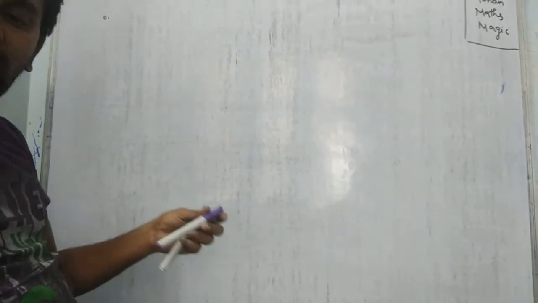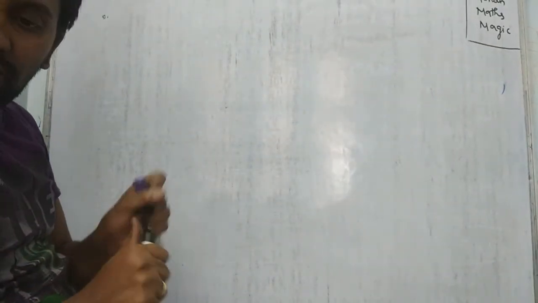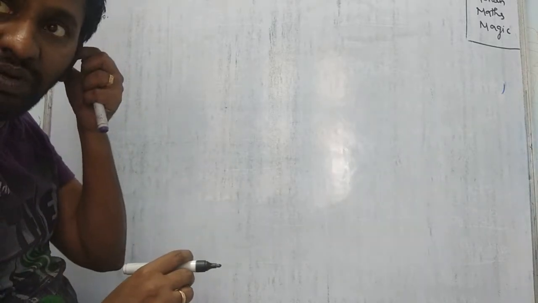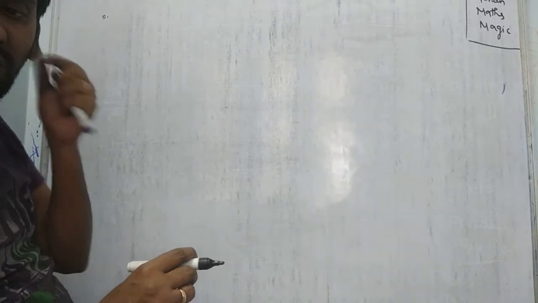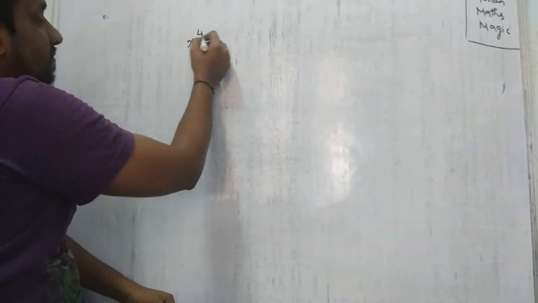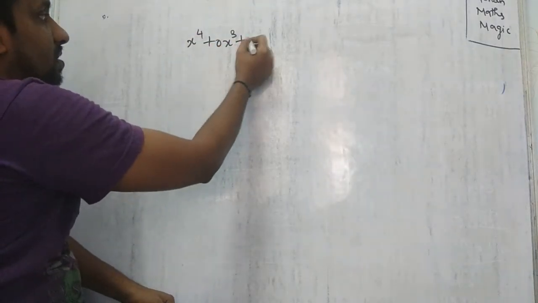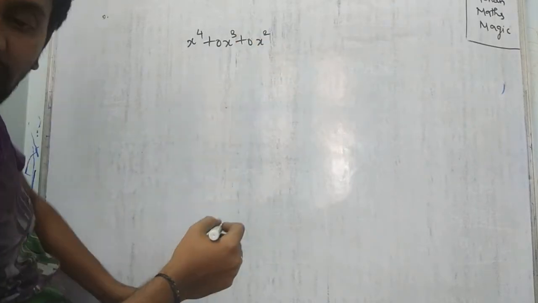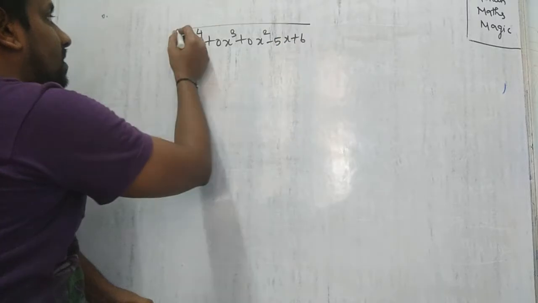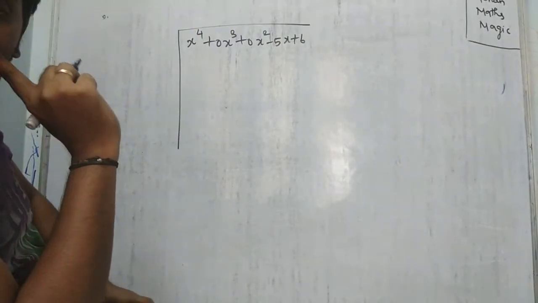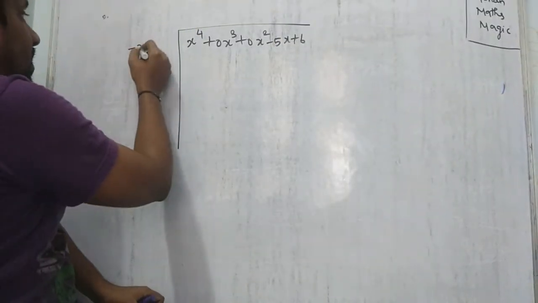First Roman third sum, x power 4. Then the x cube term is also missing, and the x square term is also missing. So I got x power 4, x cube term is missing and x square term is missing, minus 5x plus 6, divided by 2 minus x square.